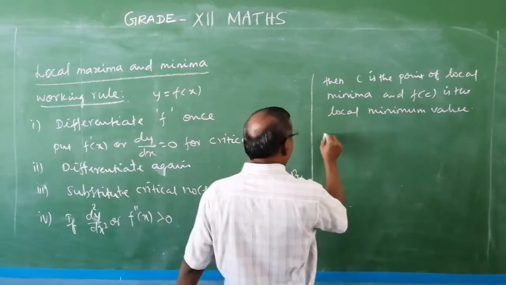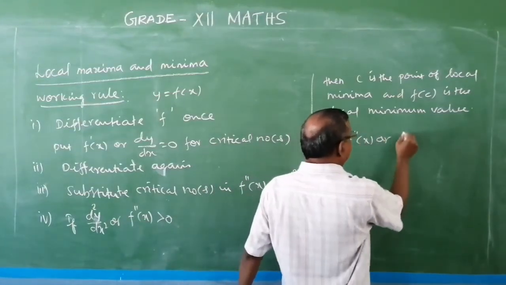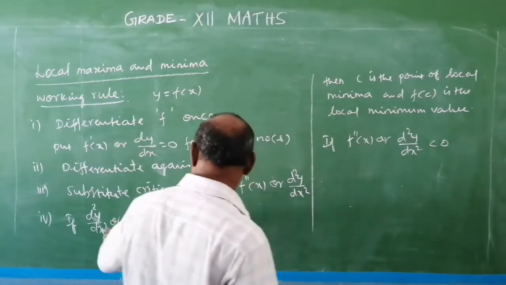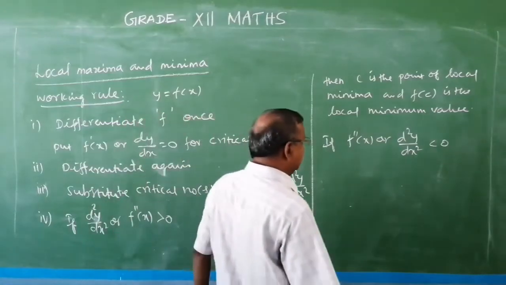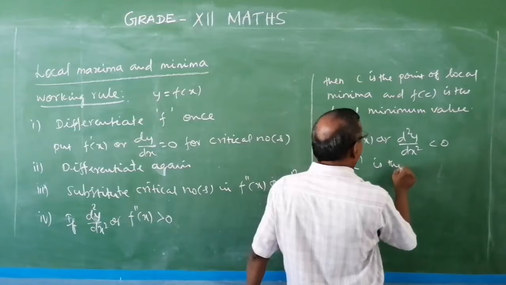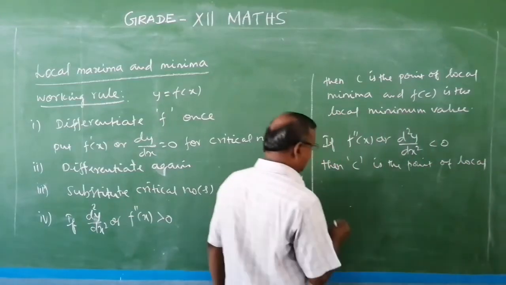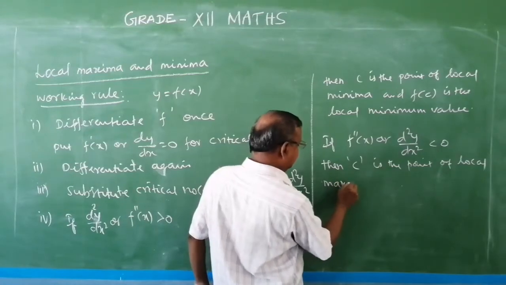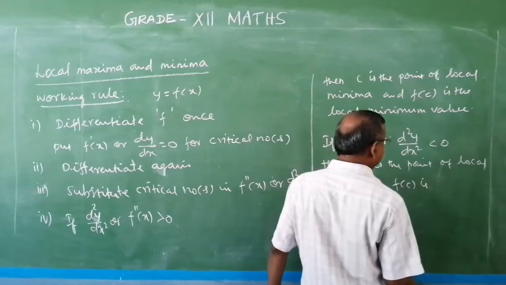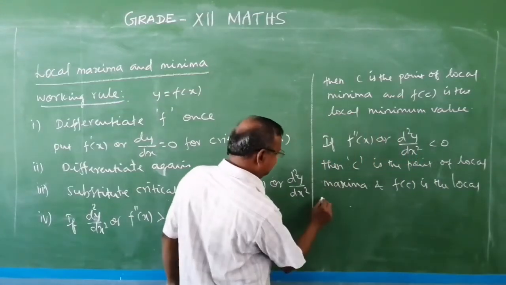Likewise, if f double dash of x or d square y by dx square is less than 0, then C is the point of local maxima, and f of C here is the local maximum value.